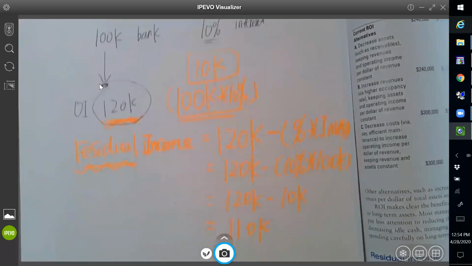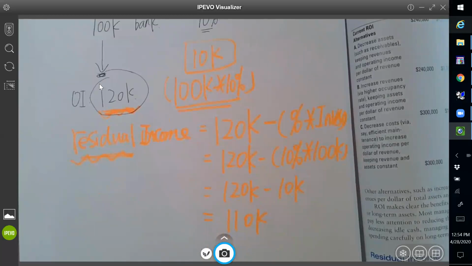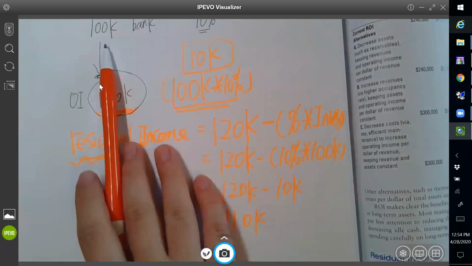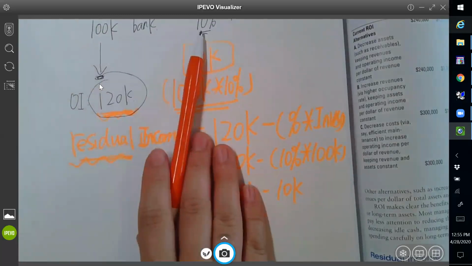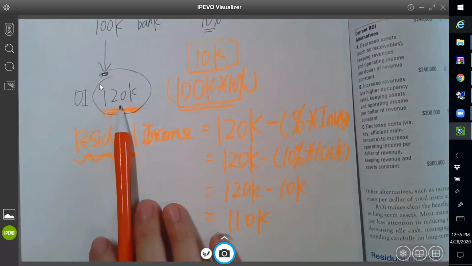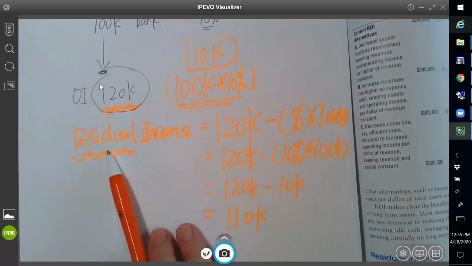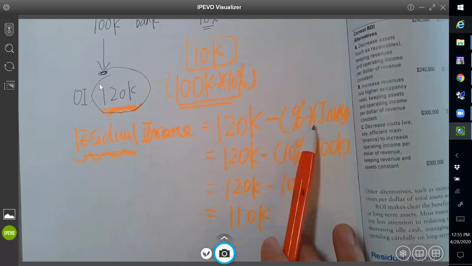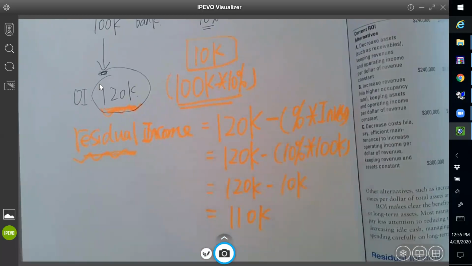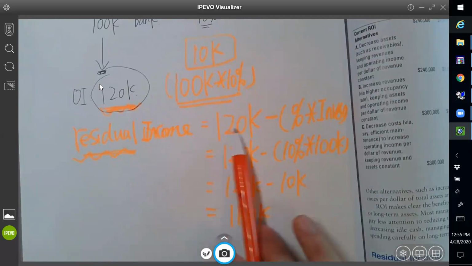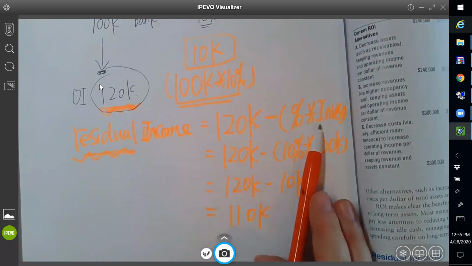We said the general idea is you earn 120,000, you borrow money 100,000, and then you have the interest to pay. So now not all of the 120,000 belongs to you. Only the residual is yours. What's the meaning of residual? It's your income minus what you have to pay, the interest or the required return. So it's your operating income minus the RR times the investment.